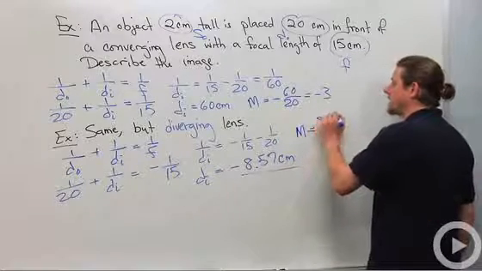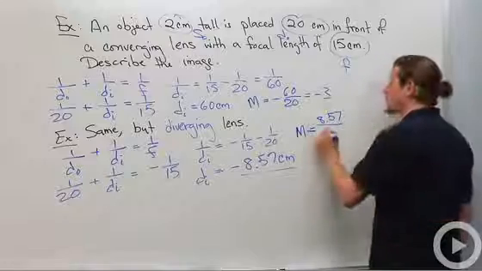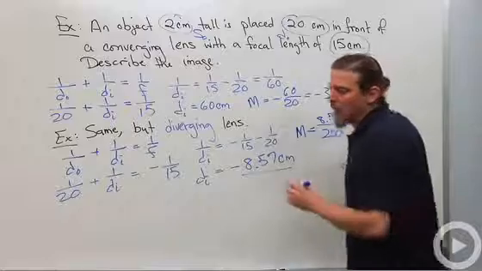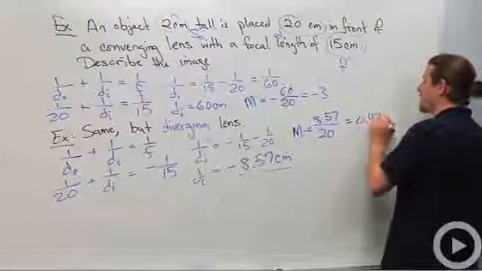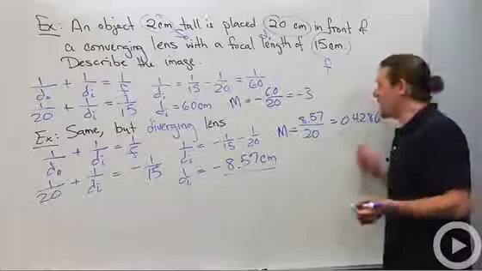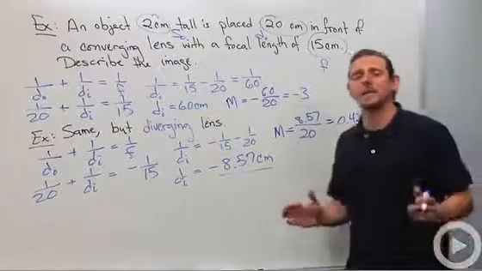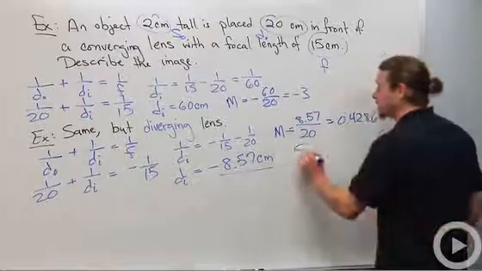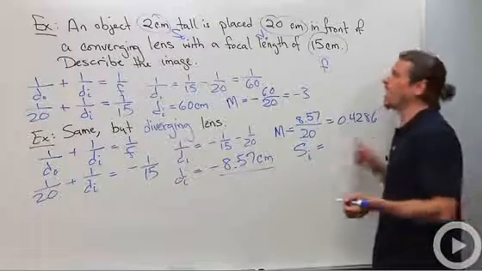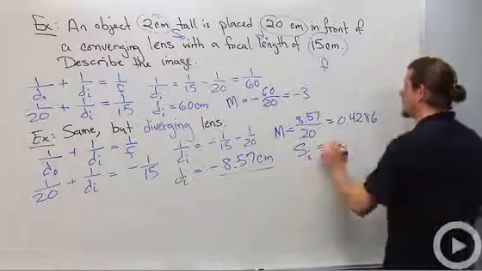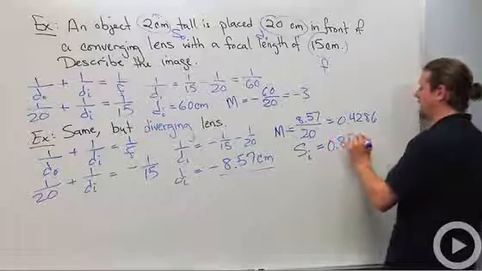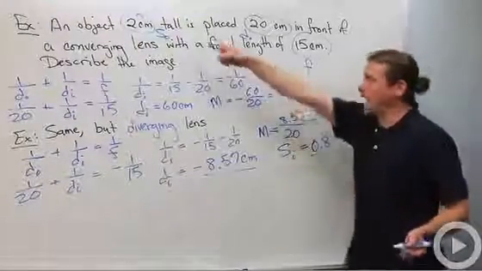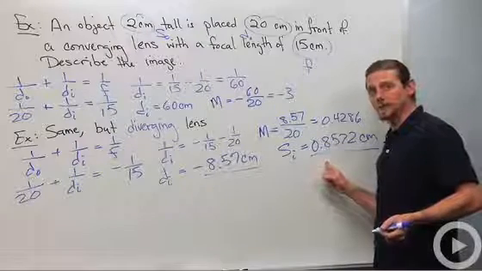Magnification is 8.57 divided by 20, because it's negative distance of the image over distance of the object. And this is 0.4286. All right? The magnification is positive. That means that it is an erect or upright image. All right? And the size of the image will be equal to this times the size of the object. So it's going to be 0.8572 centimeters. Okay? Which is certainly less than the size of the object.